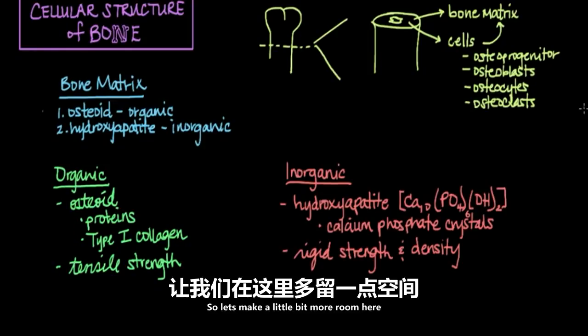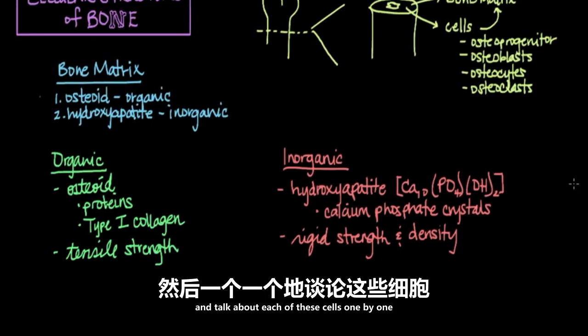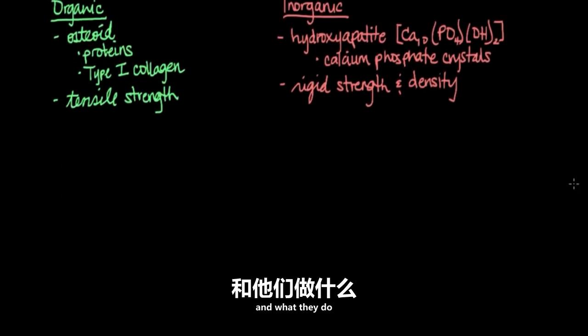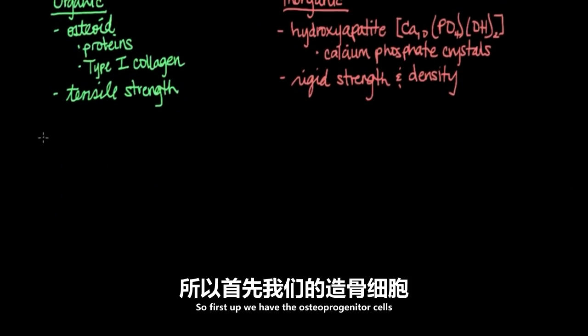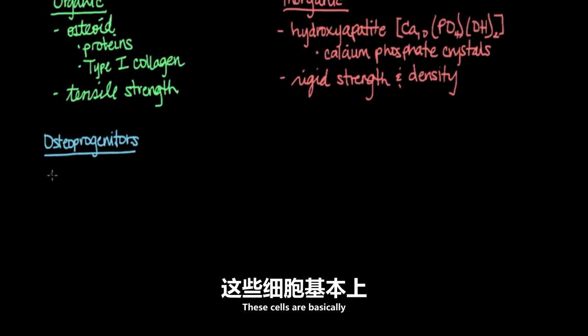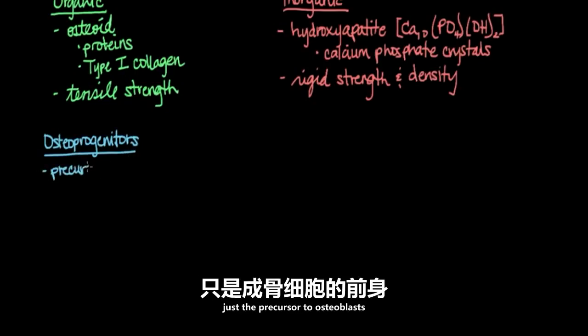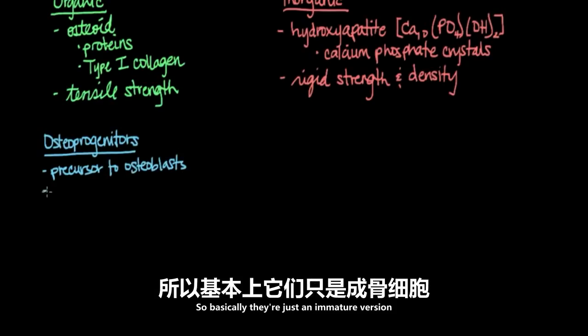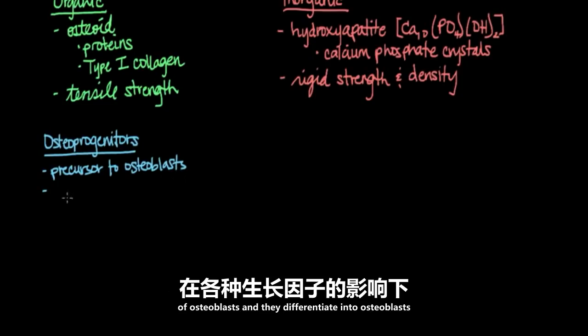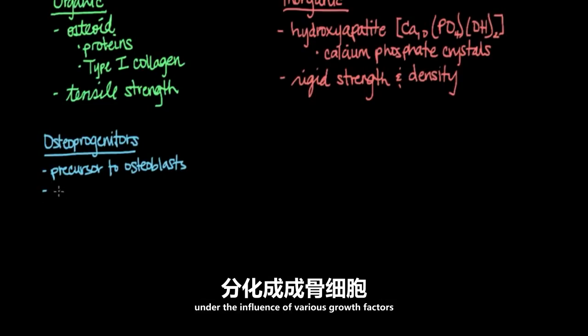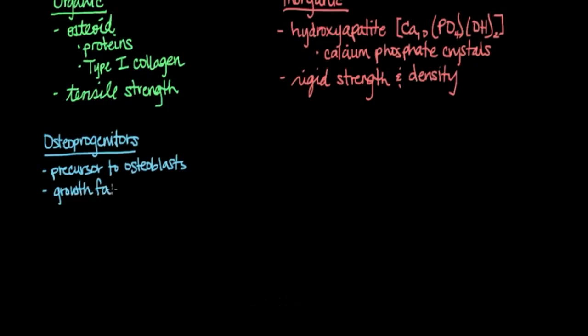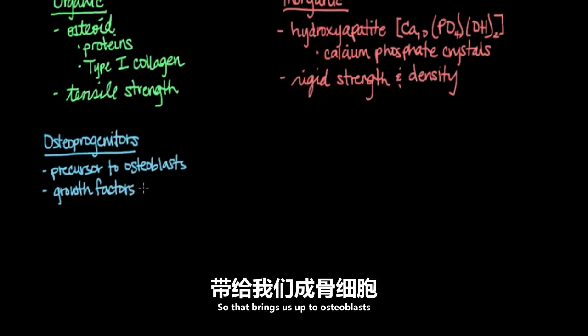So let's make a little bit more room here and talk about each of these cells one by one and what they do. So first up, we have the osteoprogenitor cells. These cells are basically just the precursor to osteoblasts. So basically, they're just an immature version of osteoblasts, and they differentiate into osteoblasts under the influence of various growth factors. So that brings us up to osteoblasts.